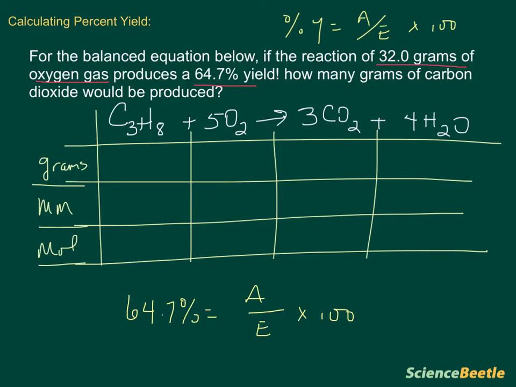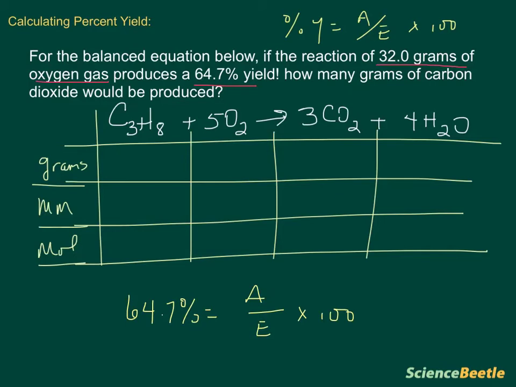Okay? And so what we need to do at this point is figure out what our actual is going to be and what our expected is going to be. So if they give us a starting amount of 32 grams of oxygen gas, we just need to figure out what is the amount that we expect to get if we start with 32 grams of oxygen gas. So the very next step is we're going to have to figure out what is the expected. Okay, and so that's what we're looking for next. And from that we can figure out what the actual is going to be based on this percent yield.